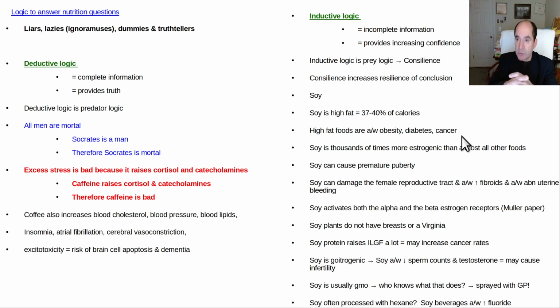And I know there's some controversy about what is the actual risk with regard to cancer. Some papers say it lowers your risk of breast cancer. Other ones say it increases your risk of breast cancer.